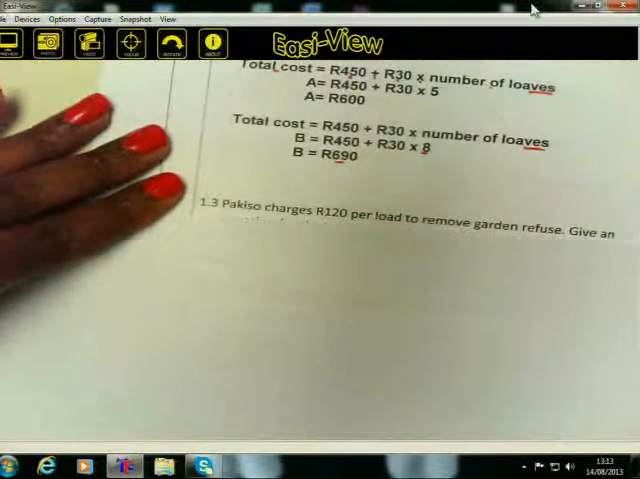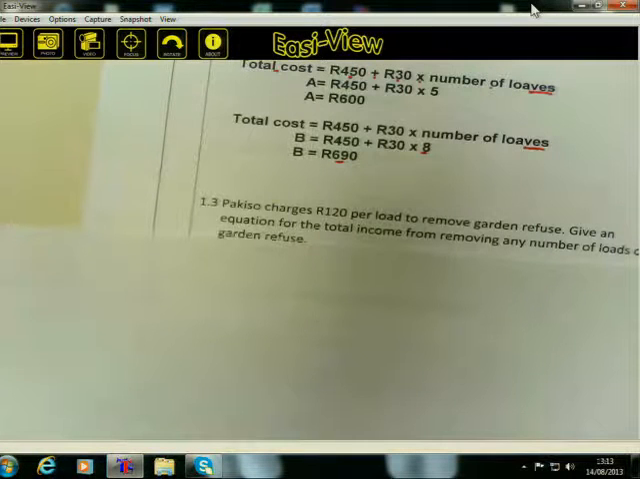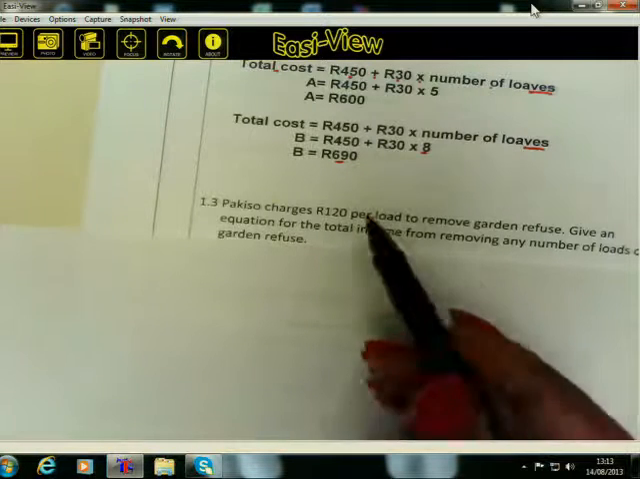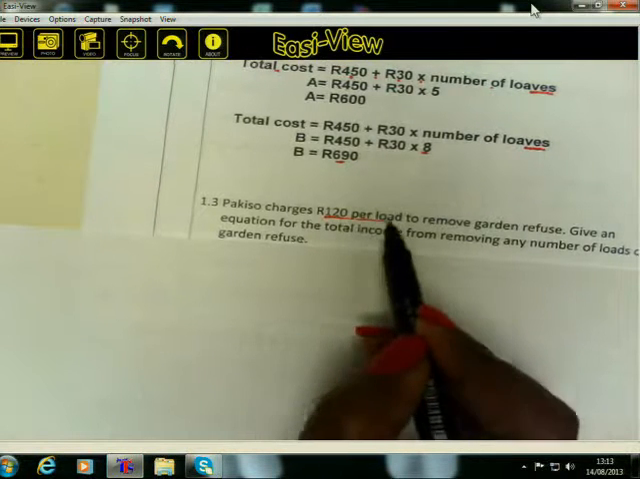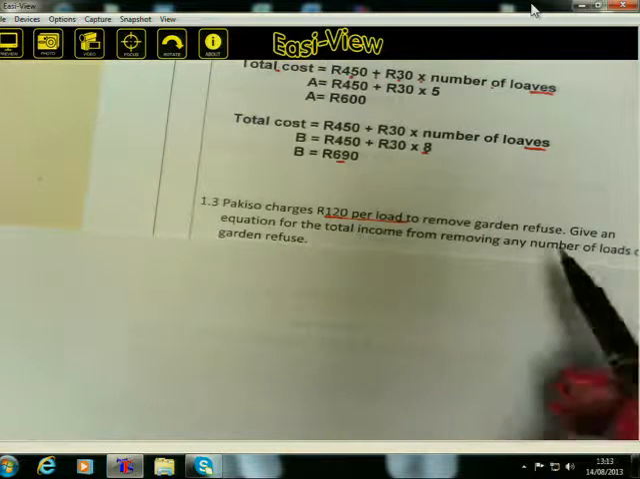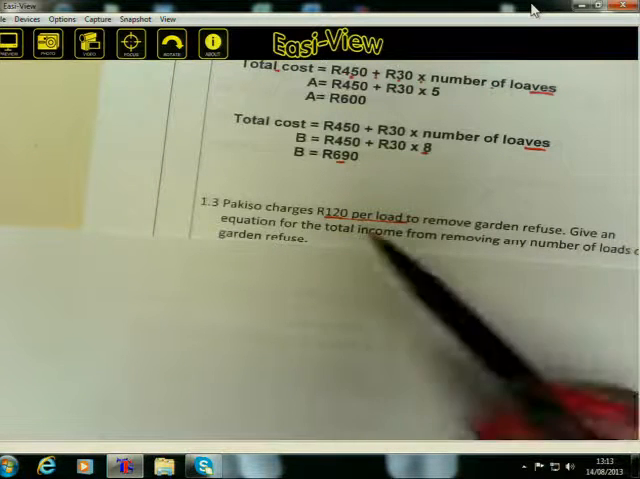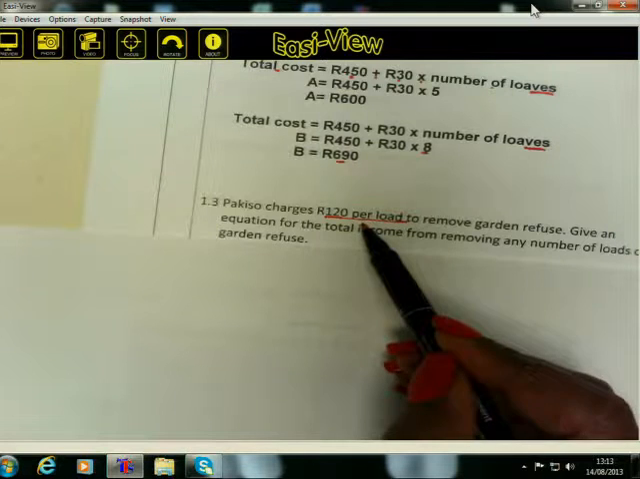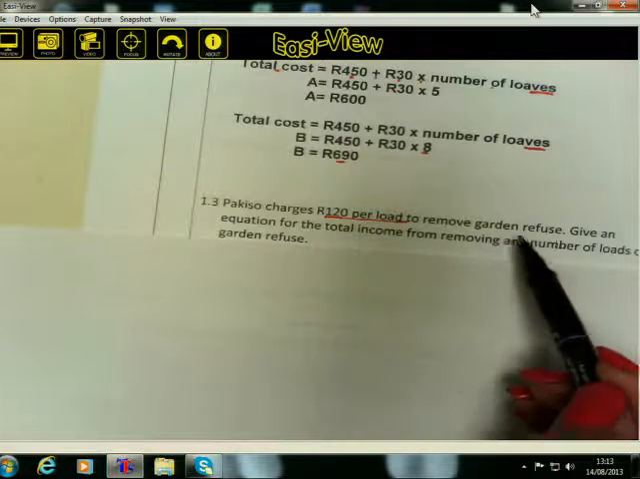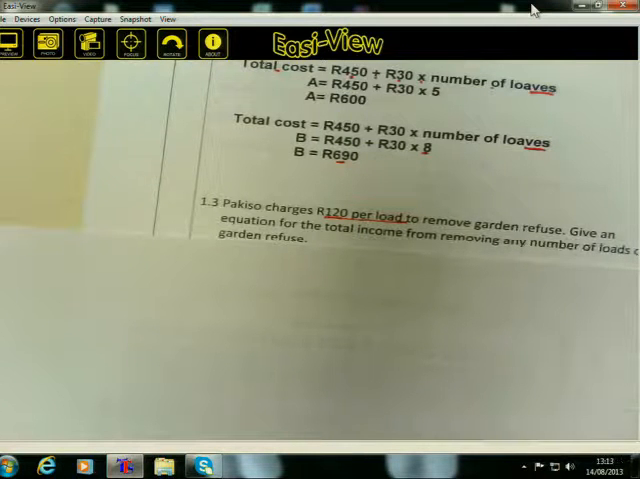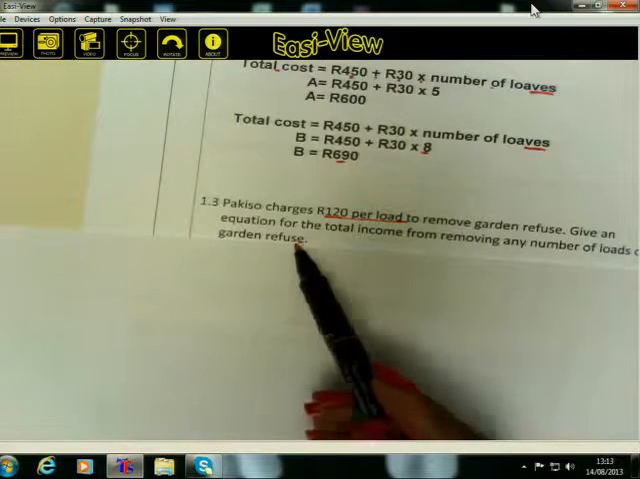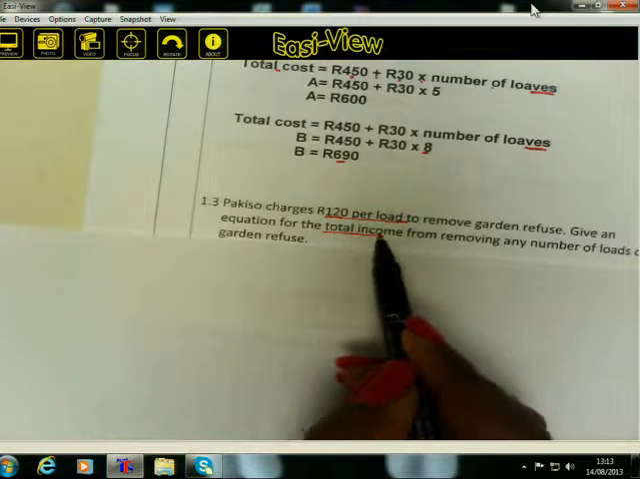Moving on to 1.3. Pakiso charges 120 per load to remove garden refuse. Give an equation for the total income.